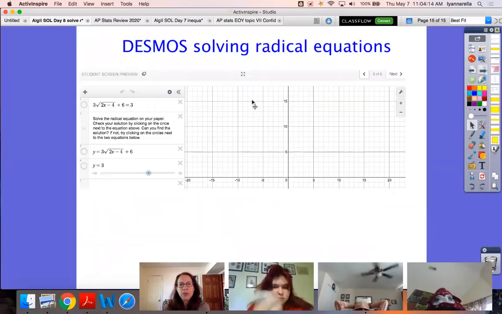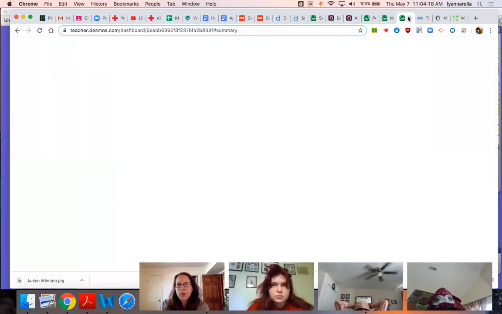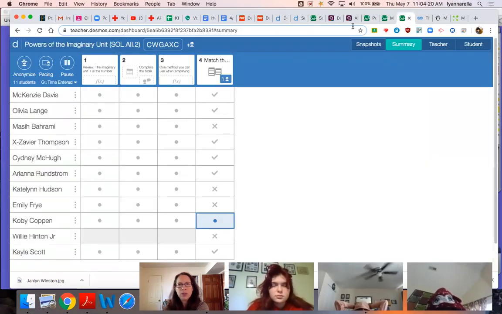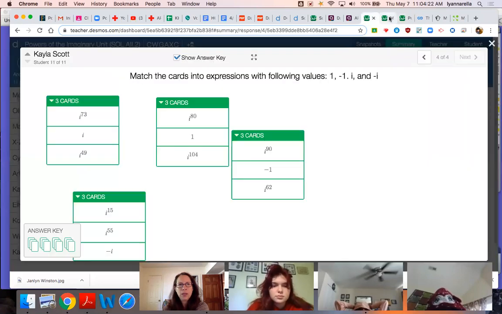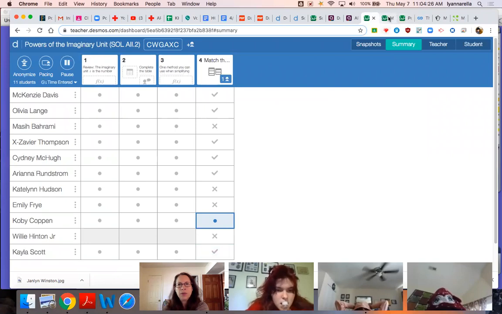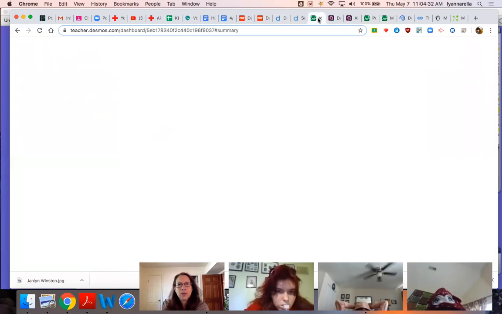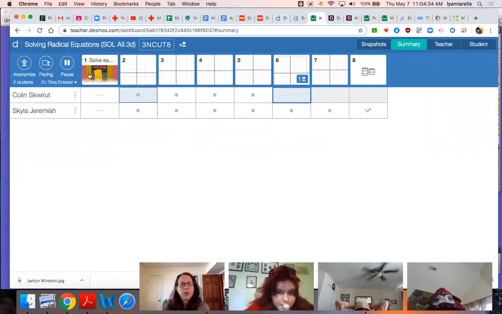Oh, and the Desmos looks like this. Let me see if I can show you the Desmos. It is solving radical equations. Nope, that's powers of i. Not this one either. This is powers of i. I don't need it twice. Let me see if I can find solving radical equations. There it is. So it's got the Bart Simpson, and you have to go through and answer some questions.